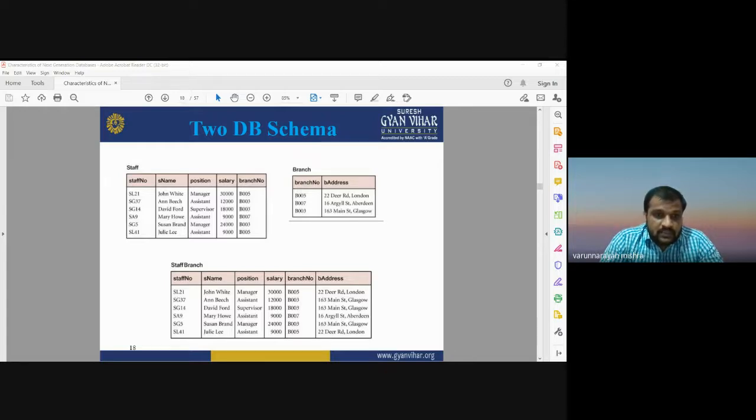One database is related to the staff information, having staff number, staff name, the position of the staff, salary, and branch number. Another database schema is of the branch. We can combine these two database schemas into a single database. That is the process of joining two databases. It is important to see that the joining operation can work on two or more database schemas.